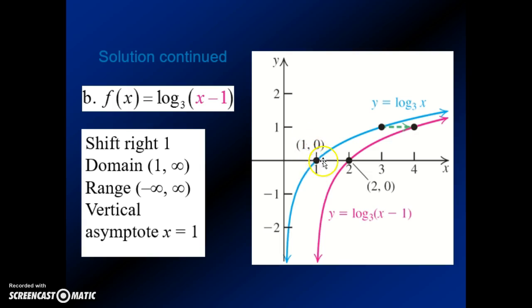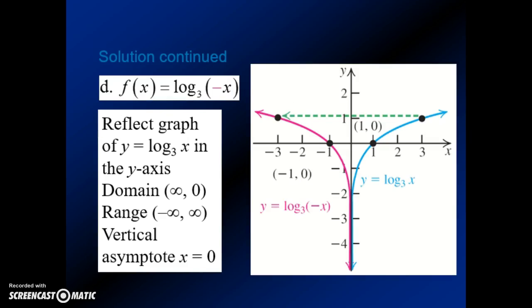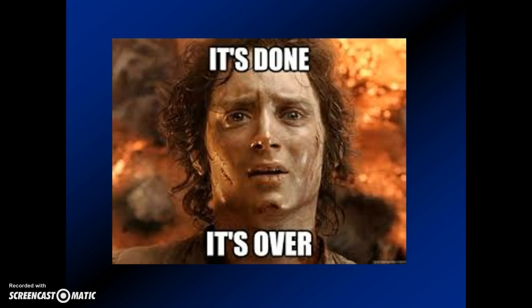So we take that x-intercept and move it 1 unit to the right. That changes the vertical asymptote over to the vertical line x equals 1, still increasing, and it affects the domain as well. Here is the reflection over the x-axis. No surprises there. Here is the reflection over the y-axis. No surprises there.